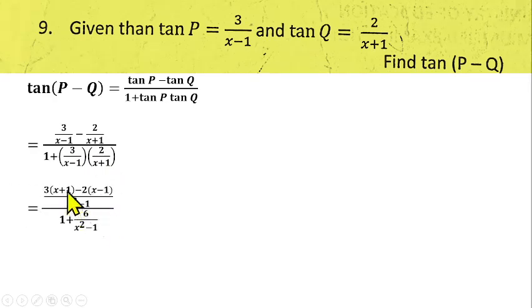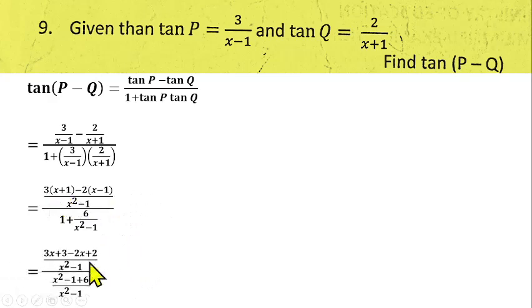If we simplify that further, the LCM of this is s square minus 1, so s minus 1 in this gives us s plus 1 times 3, that will give us what you're having here, then minus 2, then s plus 1 in this gives us s minus 1 times 2, you have this, over 1 plus 6 over this multiplied by this, which gives us s square minus 1.